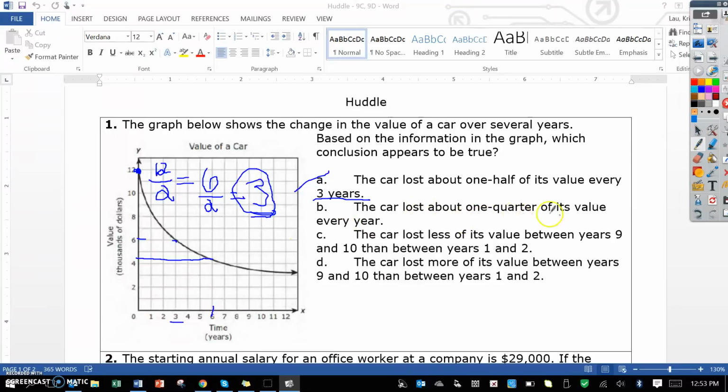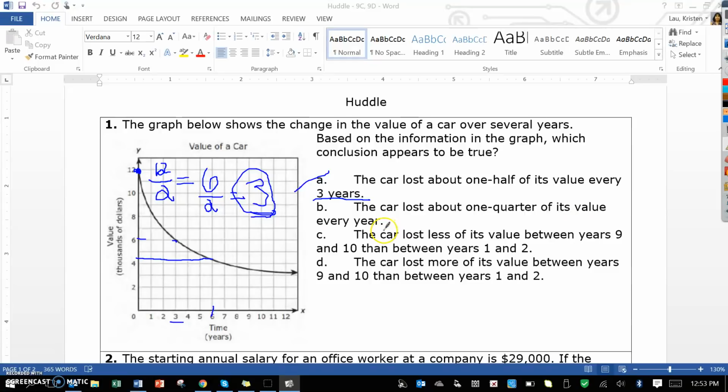The car lost about 1/4 of its value every year. So I'm going to start at the y-intercept because that is my starting value, and that means it started at 12. When it lost about 1/4 of its value, a quarter means I'm going to divide it by 4. So 12 divided by 4, that's going to be 3. So that means after 1 year, it's going to be about 3,000, which is not true.